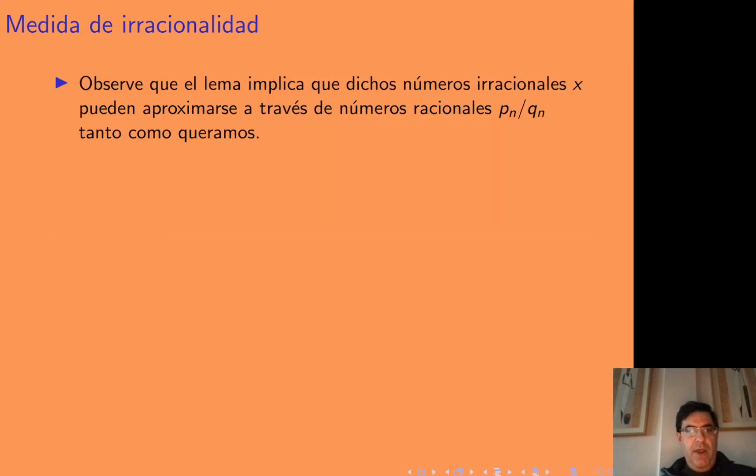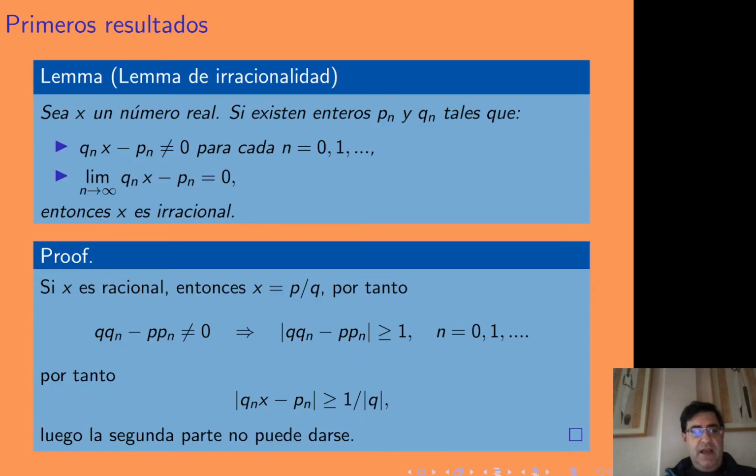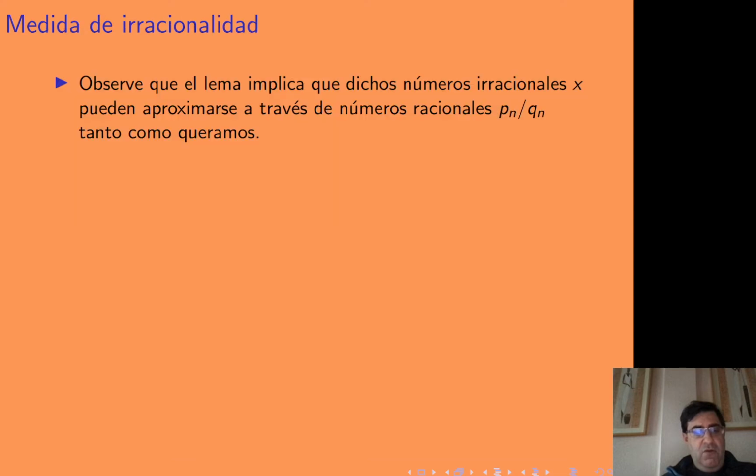All right, so observe that this lemma lets you obtain not just one rational approximation, but maybe many rational approximations. It depends on how fast these rational numbers, these integers p_n over q_n, tend to x. So this is the key of this problem.